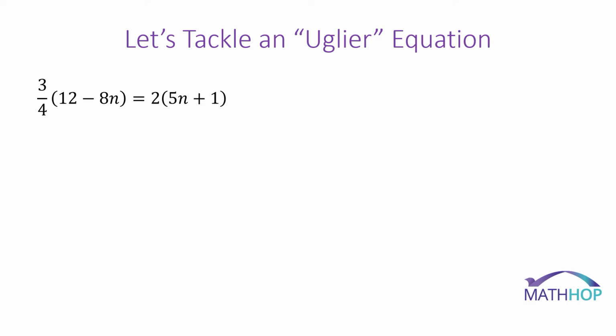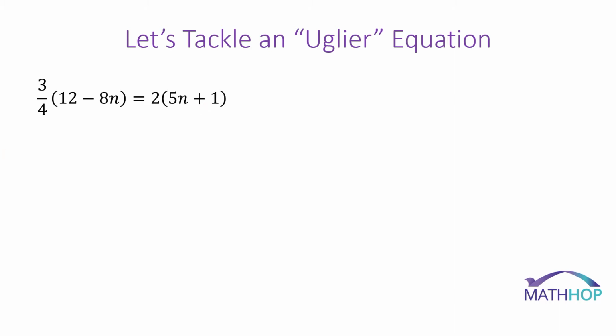Okay, let's do this ugly equation, because a lot of times in our textbooks there are super nice equations in the examples where they're teaching you, and then you get to your homework or test and you see the ugliest thing you've ever seen. So let's do one like this. What are we looking at? We have 3/4 times the quantity 12 minus 8n equals 2 times the quantity 5n plus 1.